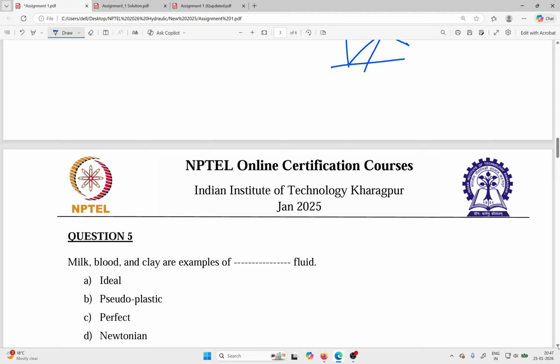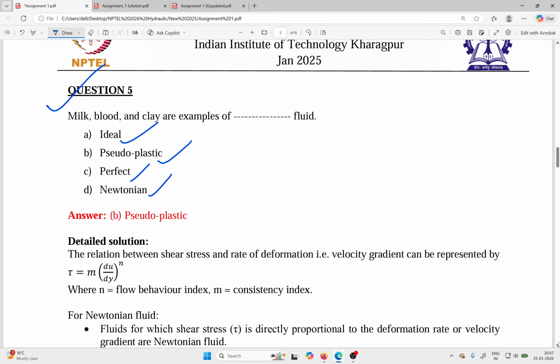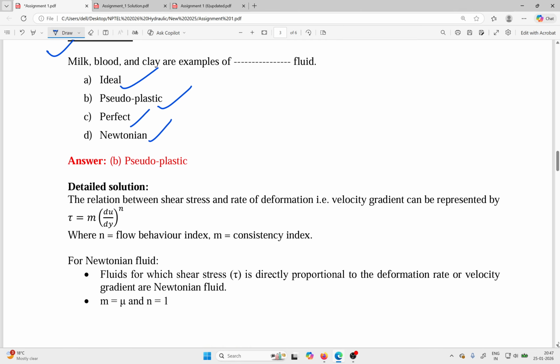Question number 5. Milk, blood, and clay are examples of which fluid? Ideal, pseudoplastic, perfect, Newtonian. So milk, blood, and clay are examples of pseudoplastic. Remember, please. Here you can see how your shear stress behaves and how it is related with your shear strain. Option B is correct, pseudoplastic.